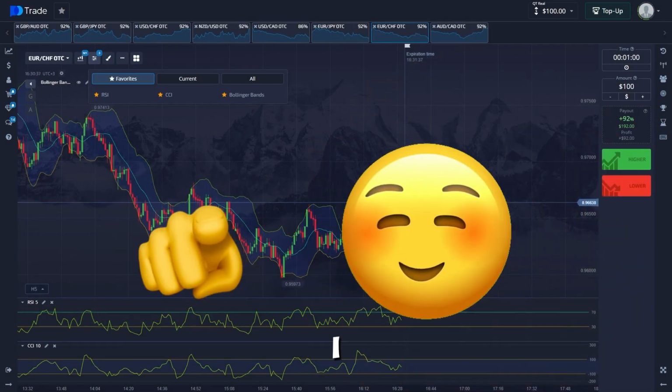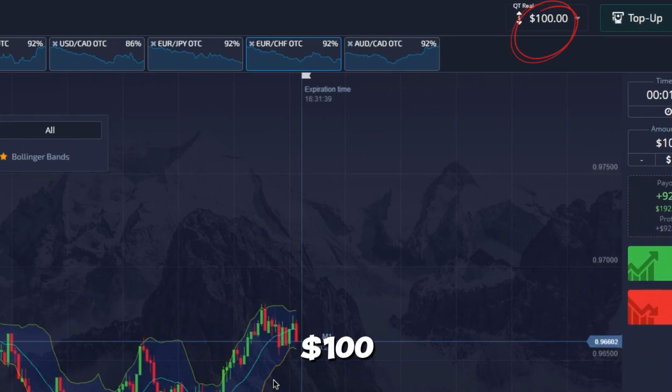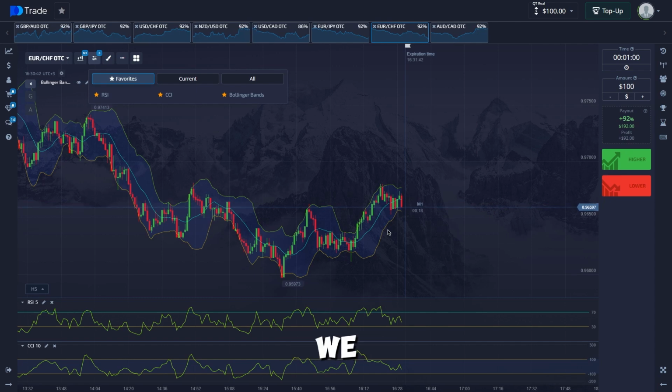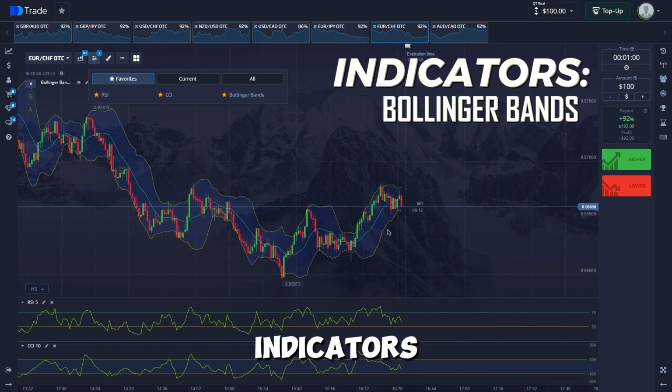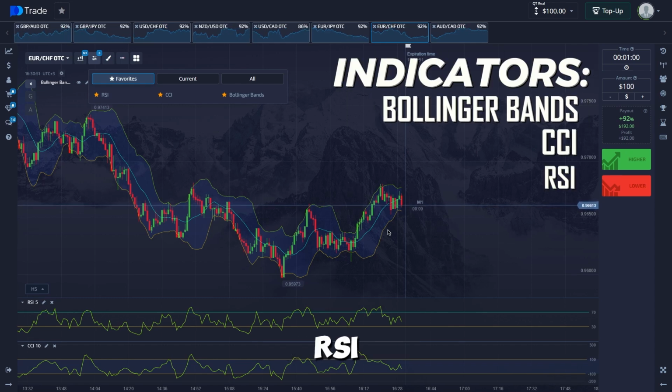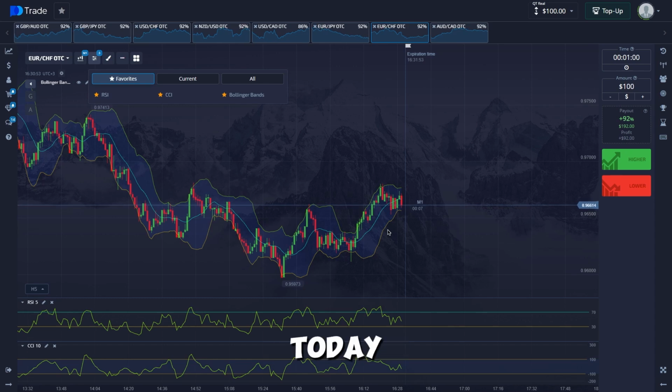So, you and I are at the broker. You see $100 on the balance. From this amount, we will disperse our deposit today and make a good profit for today. I am sure that the Bollinger Bands indicator and two oscillators, CCI and RSI, are being analyzed today.